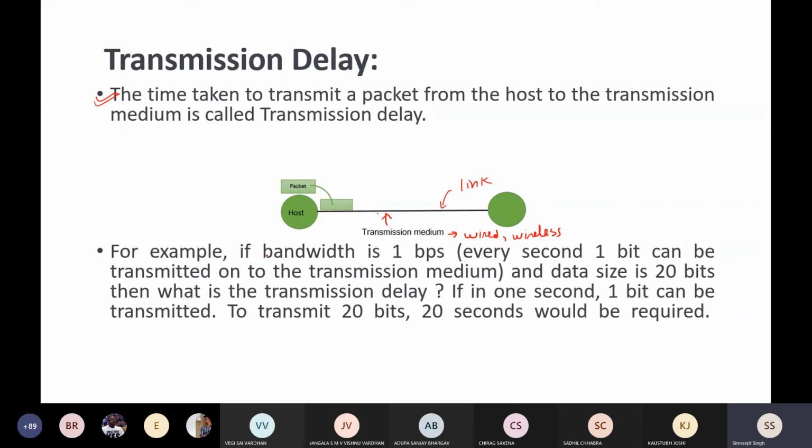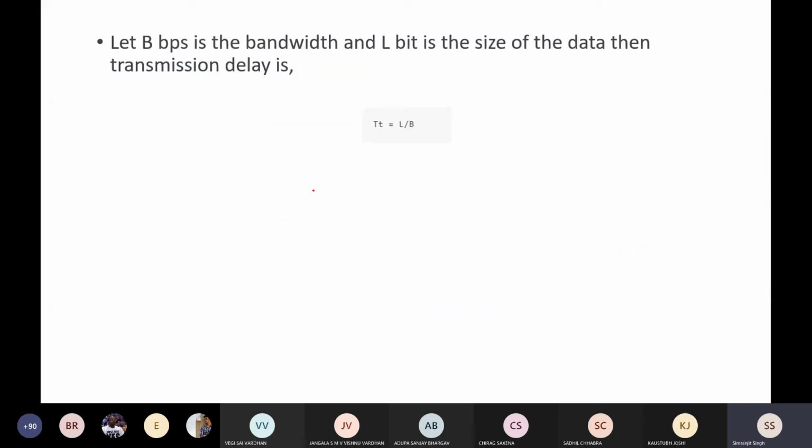Again, the same example is given there, that if the bandwidth is 1 Mbps. To derive the formula, let B be the bandwidth and L be the bit size of the data, then the transmission delay TT is the length of the packet divided by the bandwidth. I already discussed this in quite a bit of detail when we were discussing packet switching, so you can refer to that.